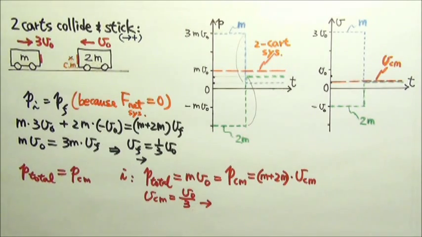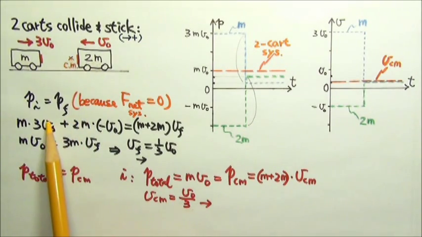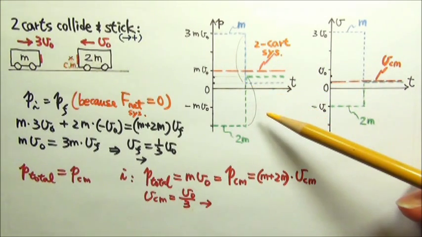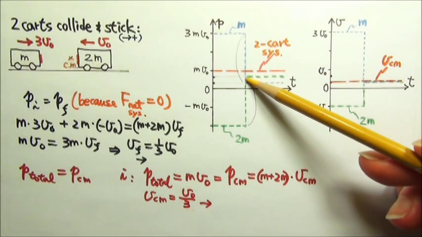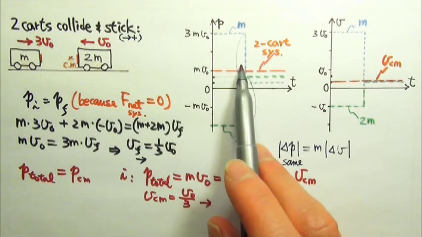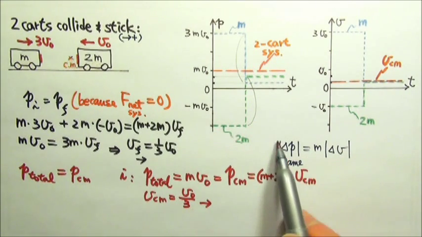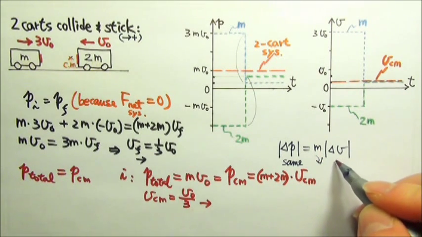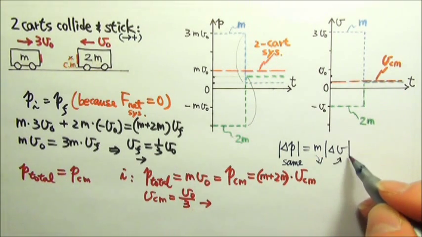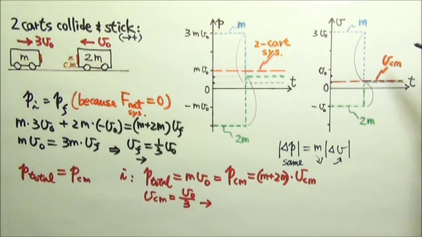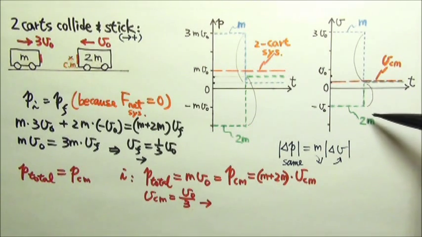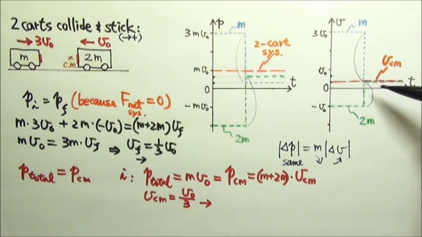Another thing is that because the momentum of the system is conserved, the decrease in momentum of one card must equal the increase in momentum of the other card. Since the two cards have the same amount of change in momentum, the lighter card must have a larger change in velocity. In this case, the 1m, the lighter card, has a larger change in velocity than the heavier card.